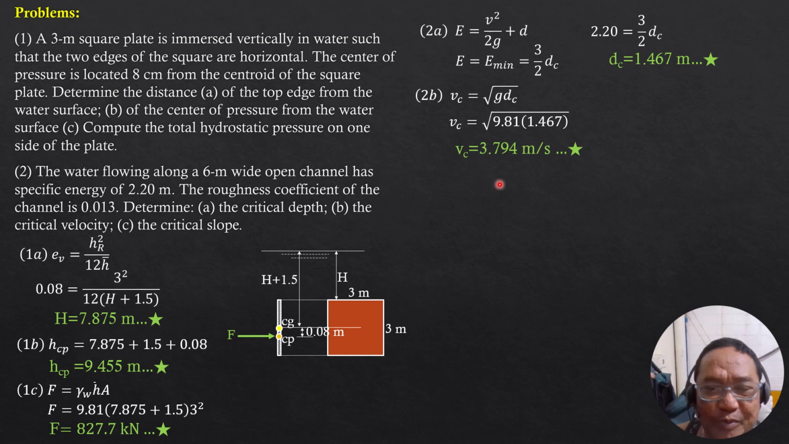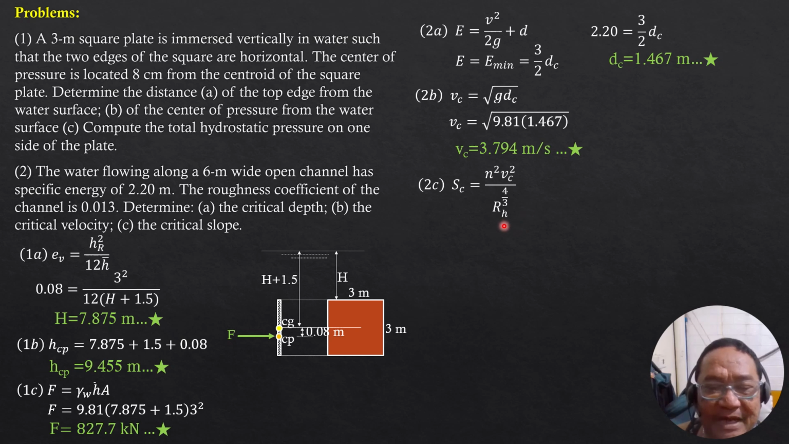And letter C, the critical slope, you use Manning's formula, V equals 1 over n times hydraulic radius to the 2/3 times slope to the 1/2. So if you solve for slope, squaring everything, you will have critical slope equals n squared V sub c squared over hydraulic radius to the 4/3.